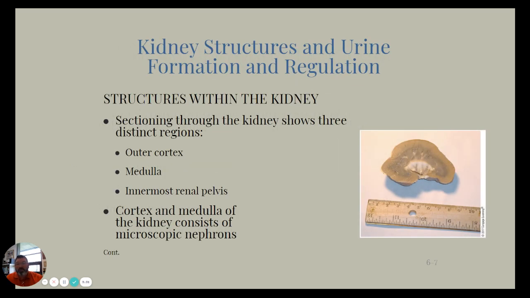So, structures within the kidney, I showed it to you earlier on one of the diagrams. We have an outer cortex, a medulla, and then the innermost renal pelvis. Again, we've got nephrons that are in there that help with the filtering process of that kidney. And then here's a dissected, cross-sectioned kidney here to the right.